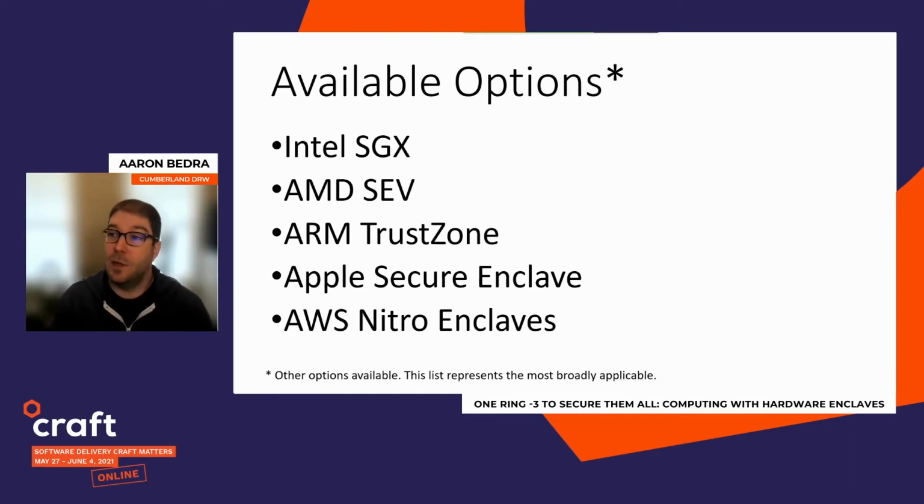And AWS has offered something recently called Nitro Enclaves, which offer a very similar type of functionality. It's worth noting, I don't have some of the other cloud providers listed here. It's not because they don't have an offering. It's that they build on top of some of the other offerings, right?